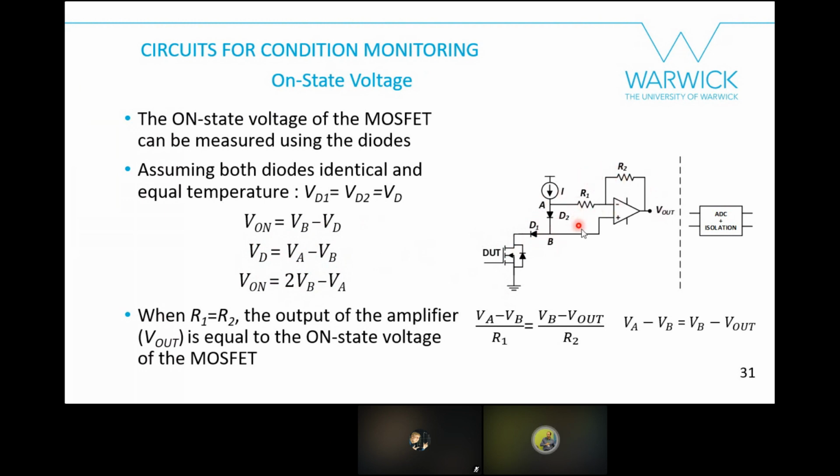So let's analyze the operational amplifier. You have (VA minus VB) over resistor 1, and (VB minus Vout) over resistor 2. Assume that the resistances are the same, and you just get VA minus VB equals VB minus Vout. So you just put Vout on the other side, and Vout equals 2VB minus VA. So this is quite interesting: just monitoring the voltage across this diode, you manage to monitor the on-state voltage of the device, and at the same time with this circuit you are isolating your high voltage from your measurement circuit.